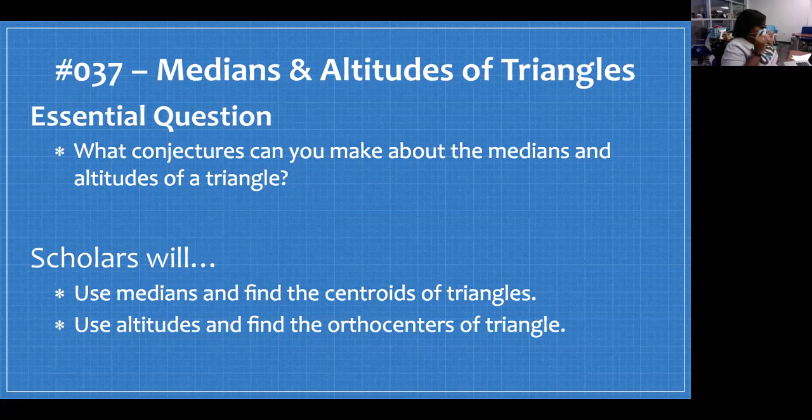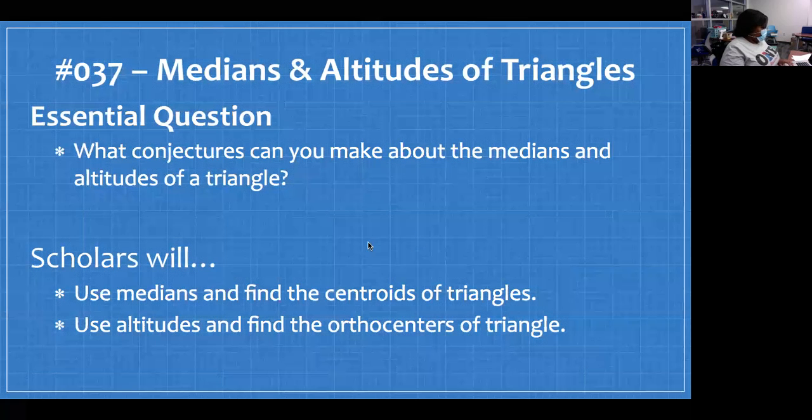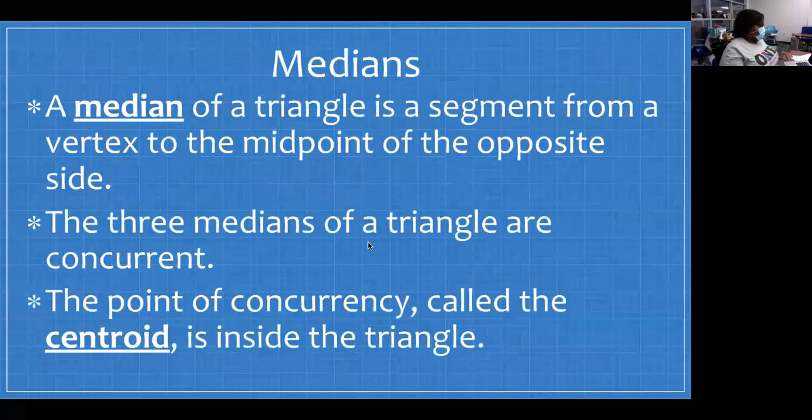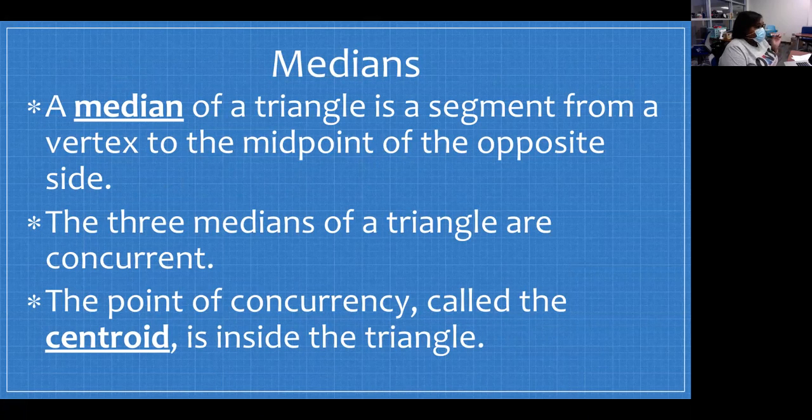Right, so what conjectures can you make about medians and altitudes of triangles? And then we're going to use medians to find the centroid and altitudes to find the orthocenter. Okay, so a median of a triangle is a segment from a vertex to the midpoint of the opposite side.